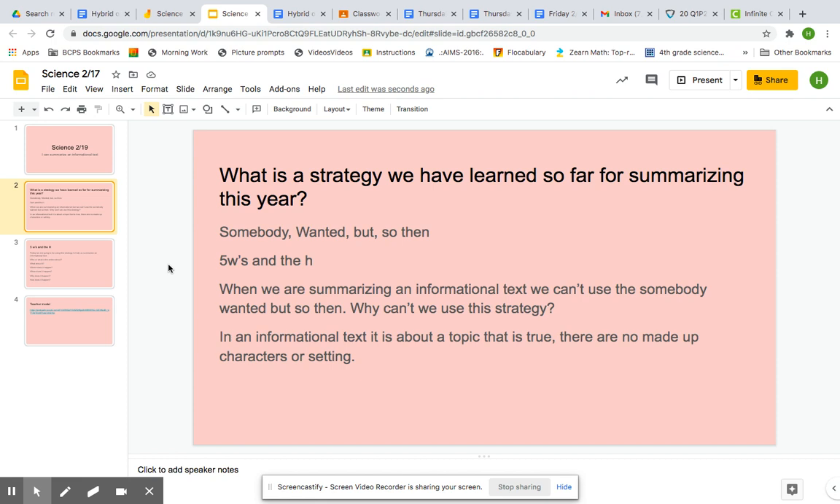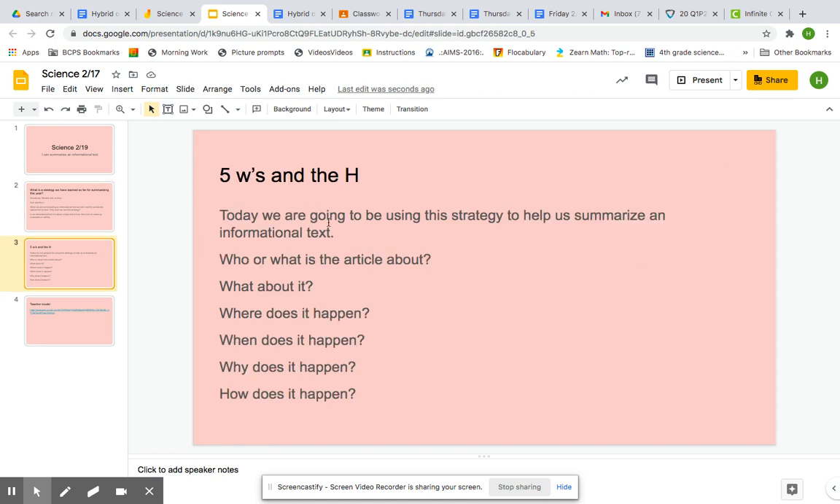We've done the somebody wanted but so then strategy, the five W's and the H. But when we're summarizing an informational text, we can't use the somebody wanted but so then strategy, because there's no characters in an informational text. We're learning more about a topic. There's topic sentences. It's based on a true text. So today we're going to be focusing on using the five W's and the H strategy.